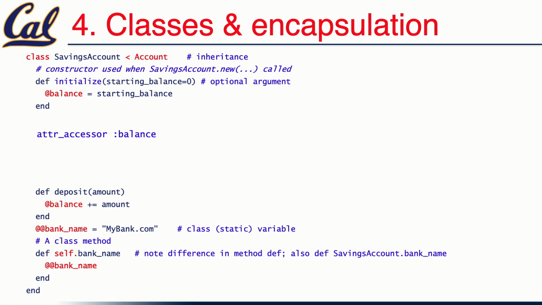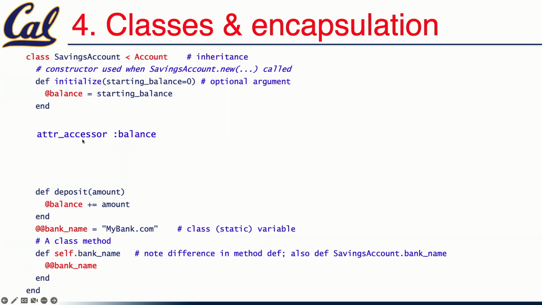Accessor is not part of the language. This is just a plain old method that is defined as part of the Ruby core library. Basically what it means is, please create for me a getter method and a setter method that will set an underlying instance variable of the same name, right? And by the way, accessor could also take a string, but this is a canonical use of a symbol. It's one example of the use of a symbol.